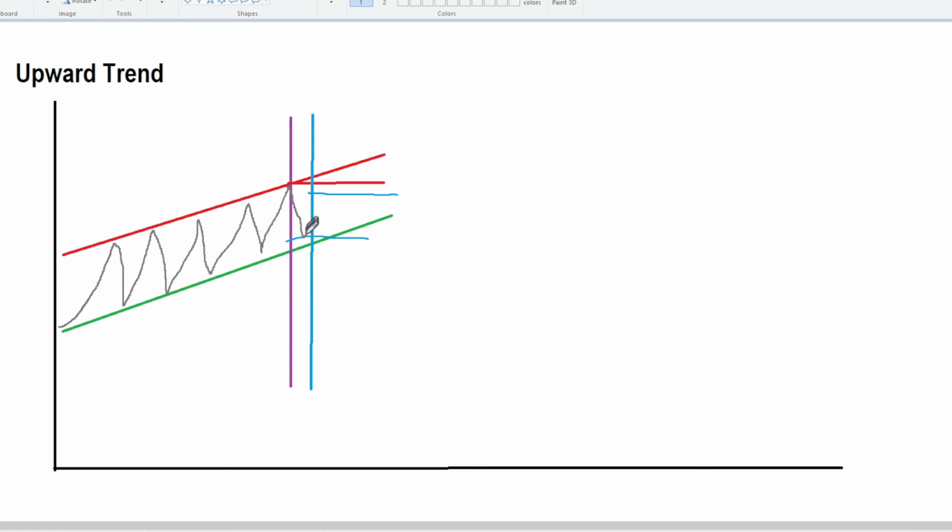So then the stock continues, and let's say that it actually went past, like it continued with the trend. That means that I made some money. The horizontal resistance line helped me to know when to get out of a stock safely. And this is on an upward trend.